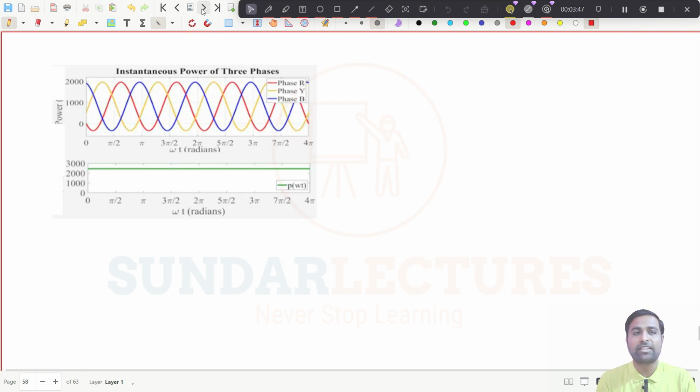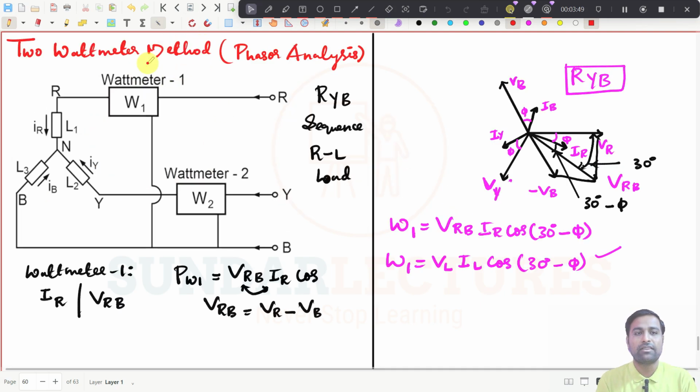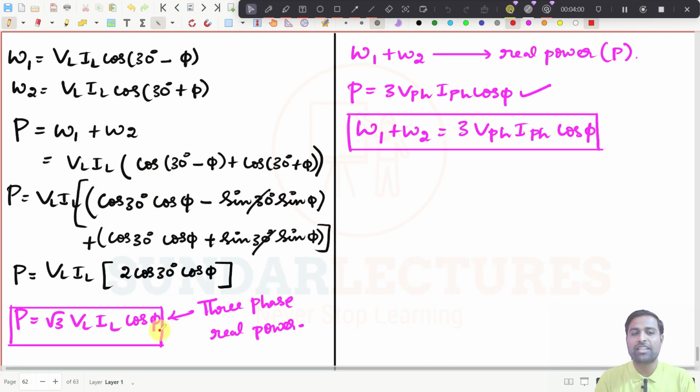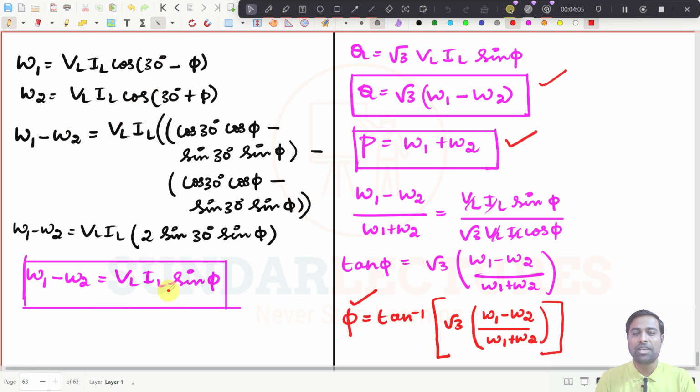And we have taken this one, the 2 wattmeter method phasor analysis, and we tried to find the value of W1 and W2, right? So W1 this value and W2 this value. If you add these two, straight away you will get the real power. If you subtract these two, you will get the reactive power. Anyhow, you are not getting the direct value; you have to multiply that with root 3. And we find the value of phi with W1 and W2, right? Go through this. We will see in the next class. Thank you.